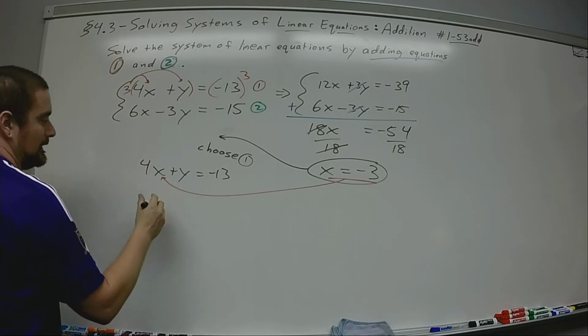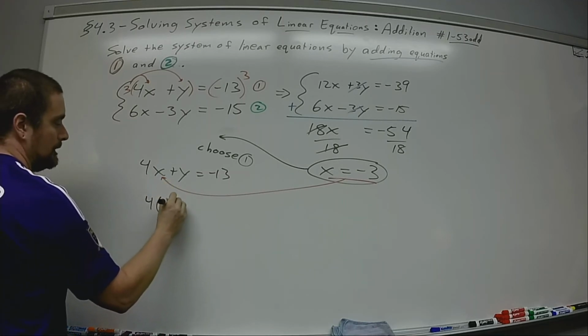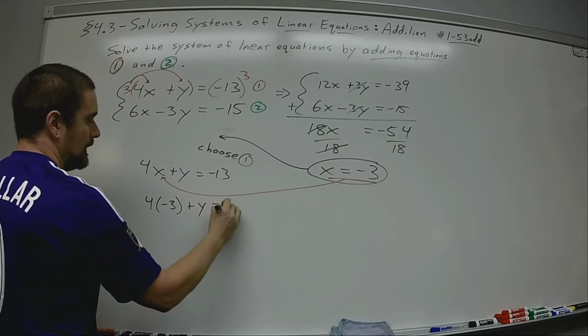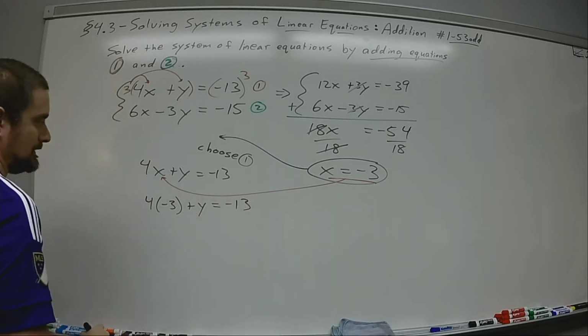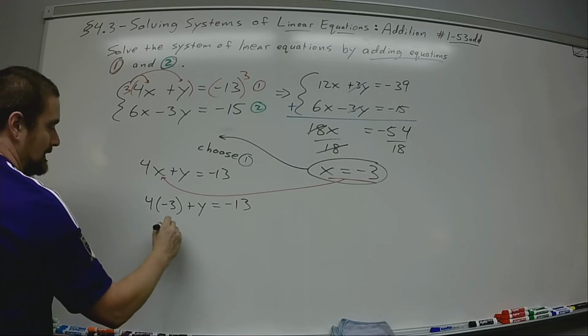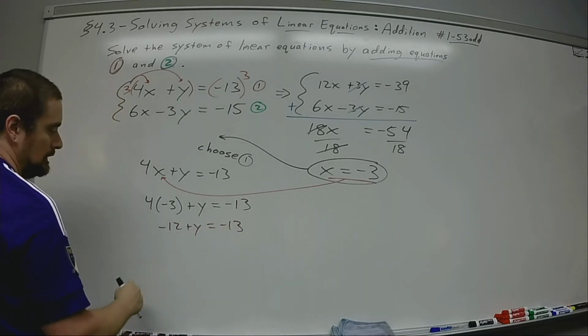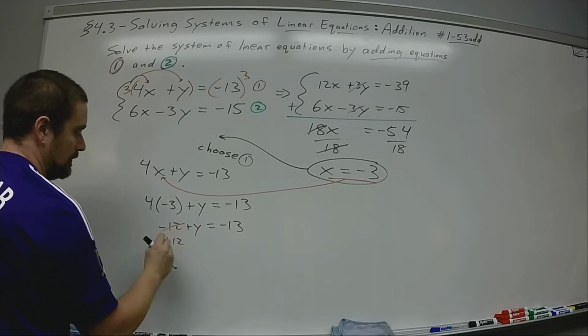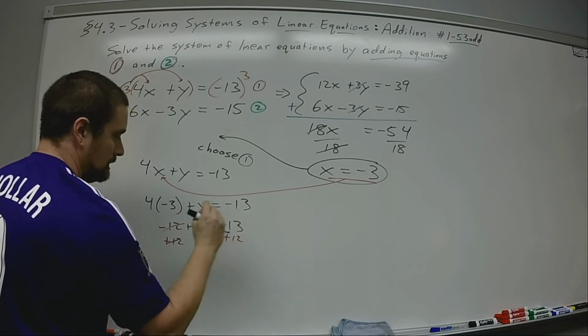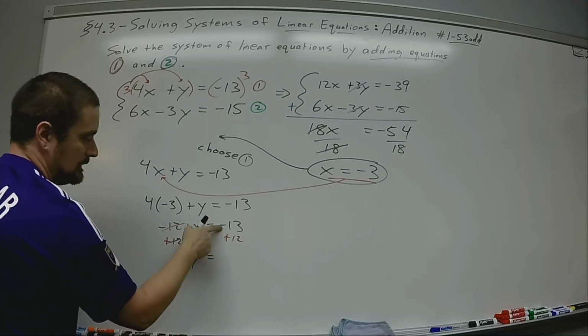So this is how we'll find y, by saying 4 times negative 3 plus y must be negative 13. So negative 12 plus y is negative 13. And then we'll add 12 to both sides. So that y must be negative 1.